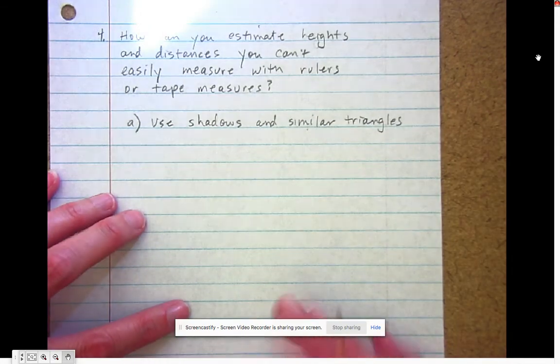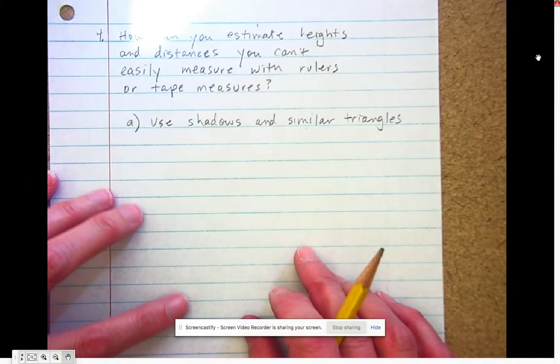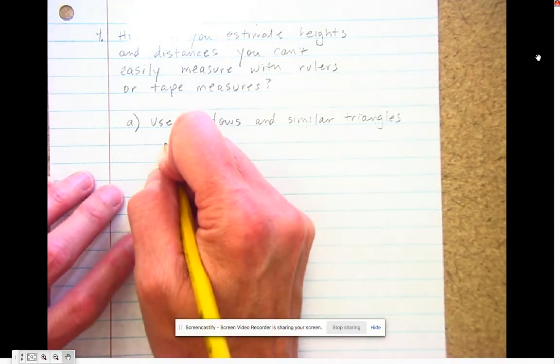Oh, look at that sunshine popping in now, right on my stuff. If we would have been able to do it today.